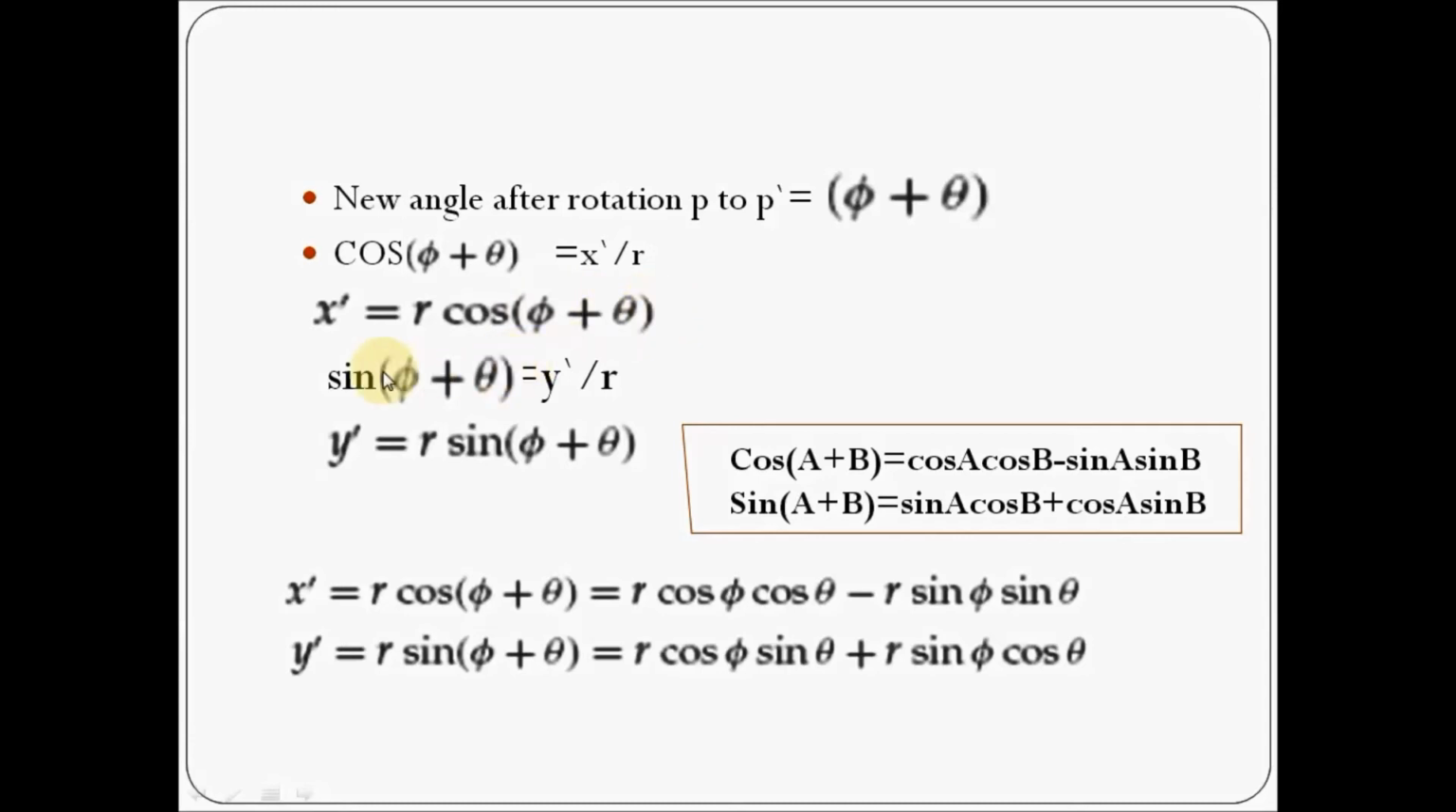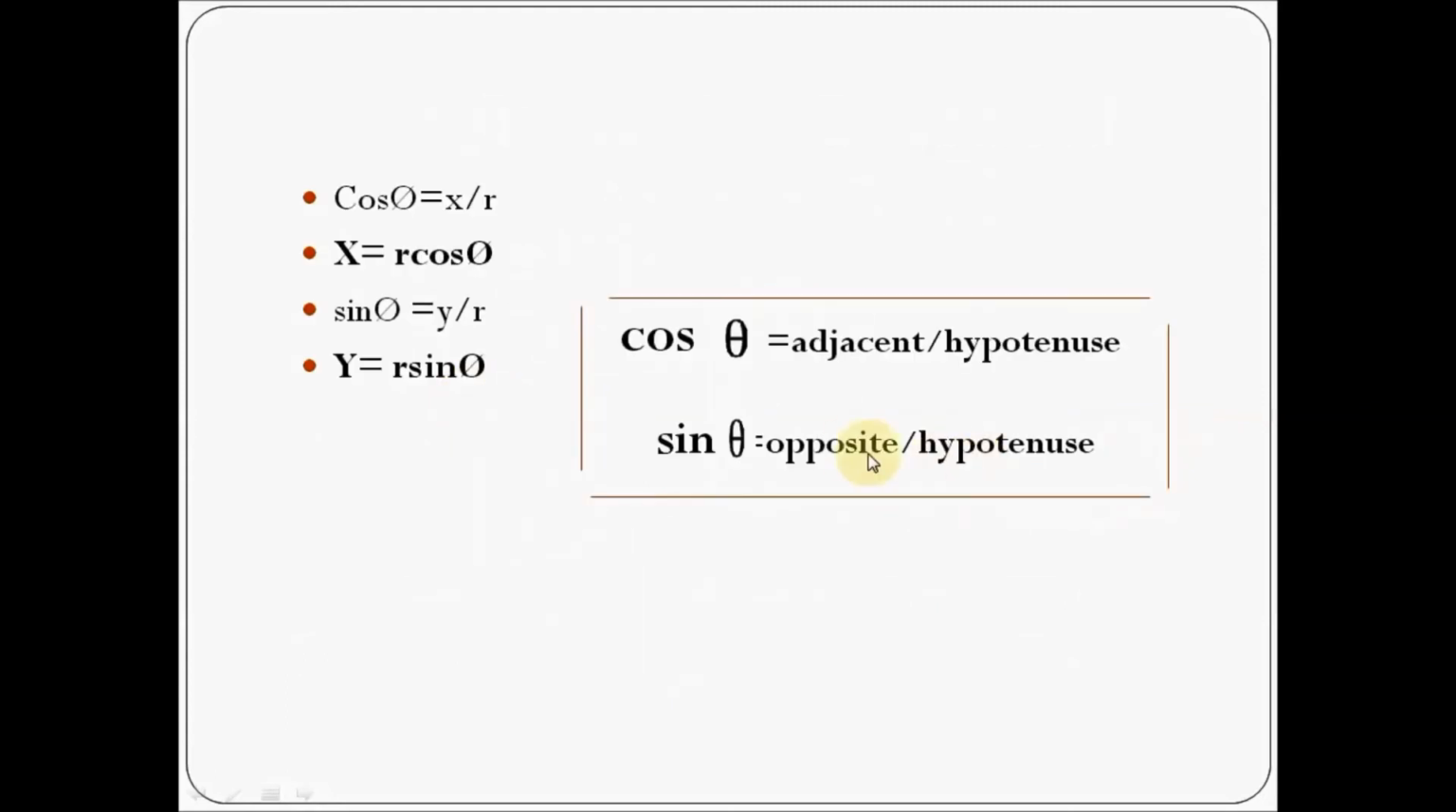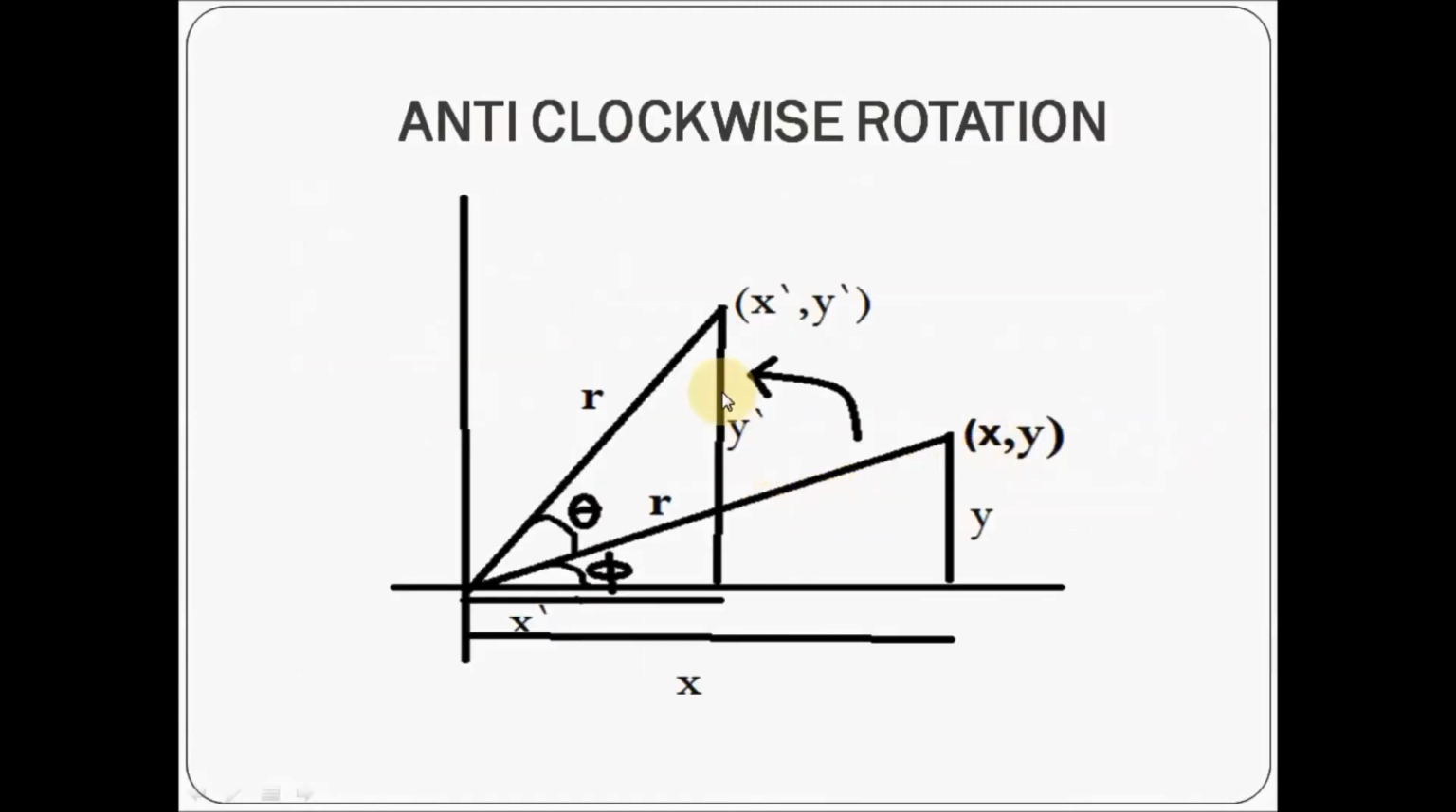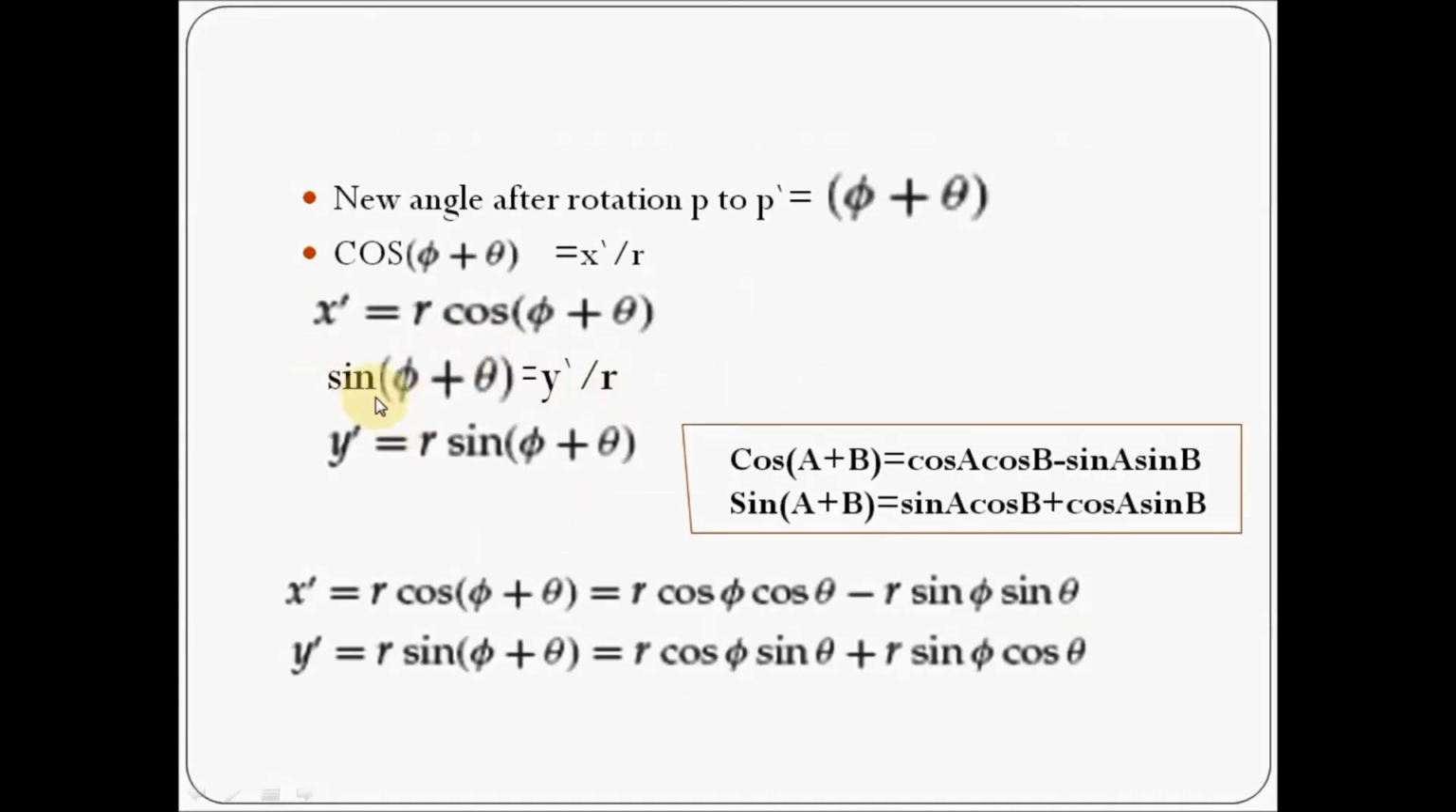Getting, guys? In the same way I have to find out sine of phi plus theta, that is the new angle. For the formula you know that sin theta is equal to opposite by hypotenuse. So in this triangle after rotation, opposite is what? Y dash, hypotenuse is what? R. So sine of phi plus theta is equal to y dash by r. I can just multiply r here. Y dash is equal to r sine of phi plus theta.